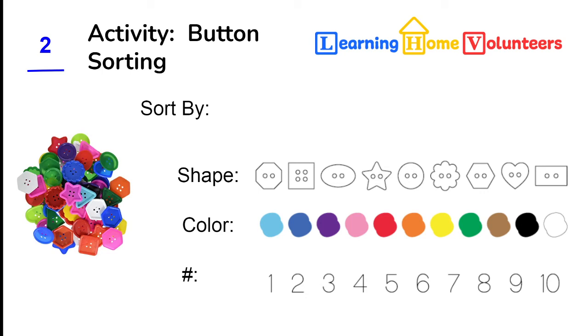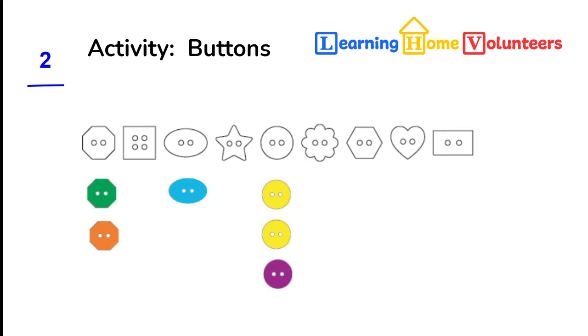Let's take a look at shape sorting. Put the cardboard strip down on the table or the floor, and then review the names of the shapes by touching each of the shapes and calling it out. Ask the child to line up the button of the same shape under the shapes like we're seeing in this picture. So the green octagon is under the picture of the octagon. The same with the orange one.